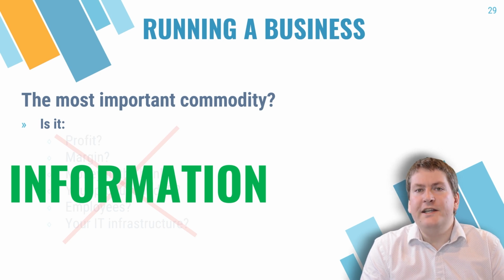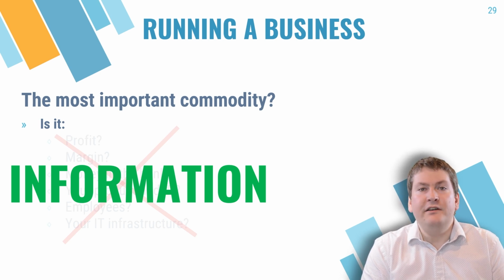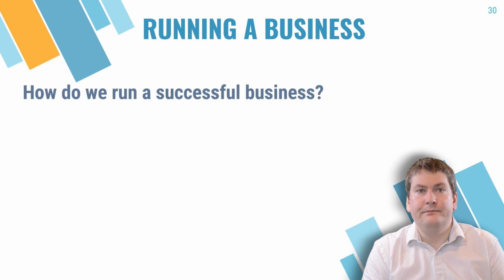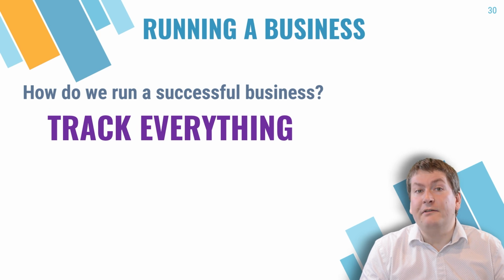And what are we going to need to make decisions? We're going to need information that is correct and timely. Having up-to-date, accurate, and complete information means making good business decisions, which in turn means a successful business. So how do we run a successful business? Well, it's simple. We track everything.